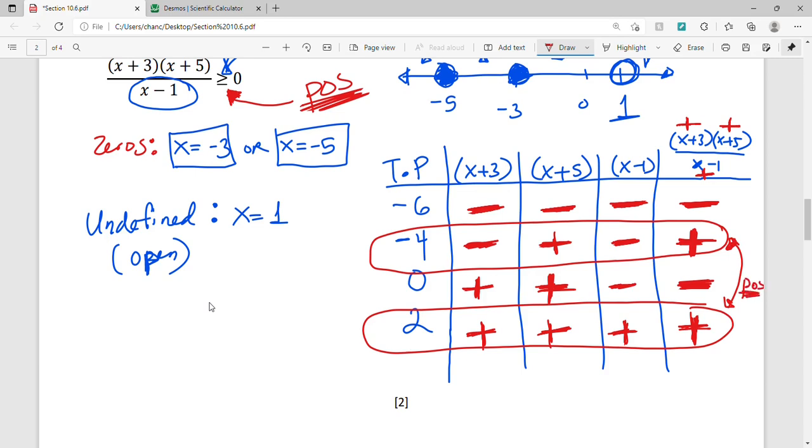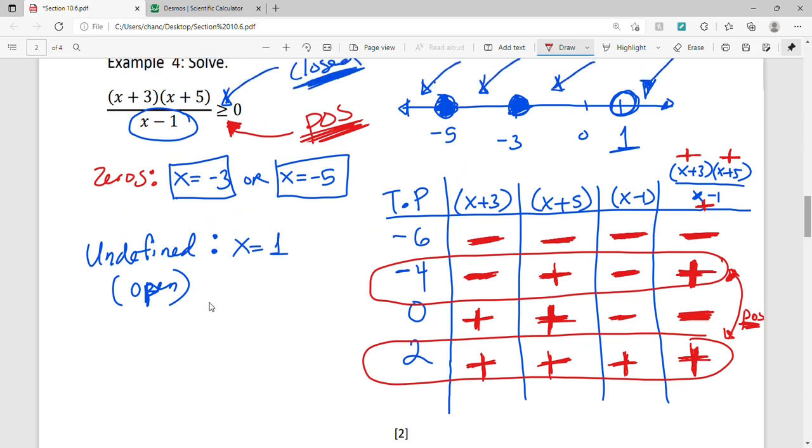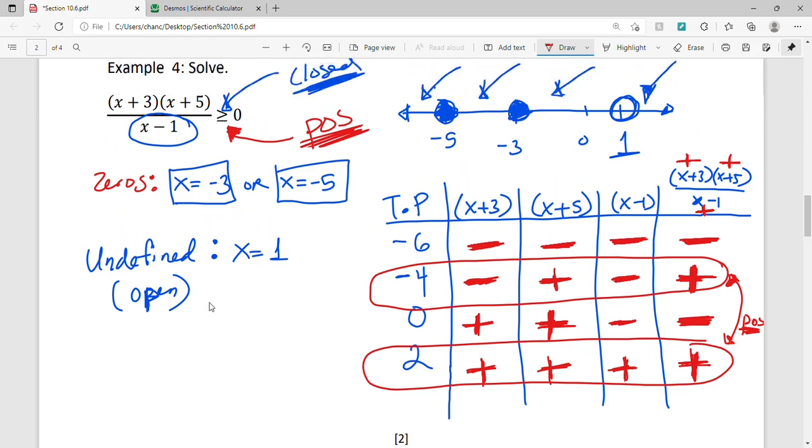They're both positive here. That means we need to shade between negative 5 and negative 3 because that negative 4 was chosen, and that is the region that works. That's the region that will yield a positive result. And if I look between 1 and infinity, that's where the 2 is, so we'll shade here forever to the right.